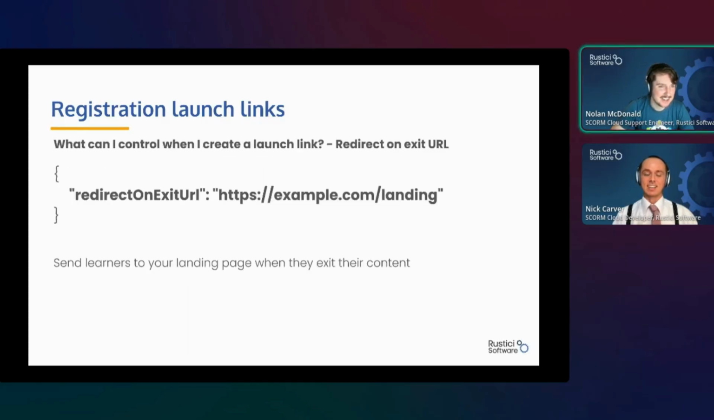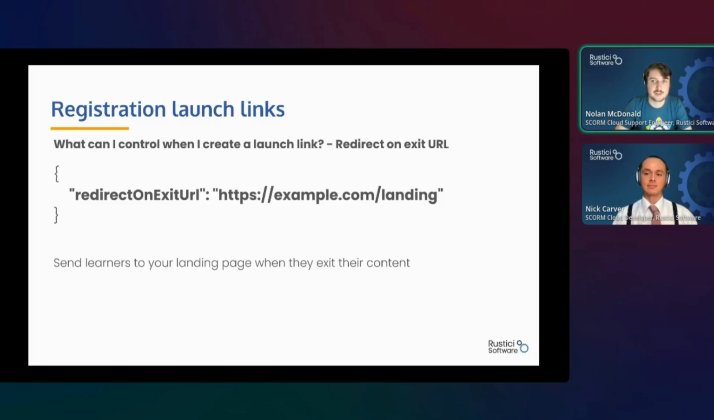On the next slide, when you build the launch link, this redirect on exit URL is really important. This is where the player is going to send the learner when they exit. If you are embedding content in an iframe, this becomes really important because the redirect on exit URL is how you're going to relinquish control of that cross origin frame. The frame embedded on your page is actually pointed at cloud.scorm.com. Your parent page is your domain, so the browser is not going to allow you to talk or interact with that cross origin frame.